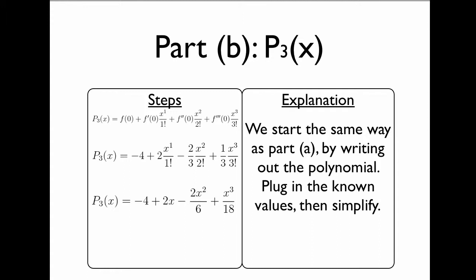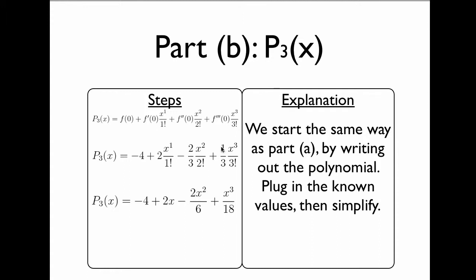So what I did in the first line is just write out the general Taylor polynomial here. So we have degrees 0, 1, 2, and 3. Please remember that when we're talking about P3 of x, it's going to have 4 terms sometimes because of that first x to the 0 term.